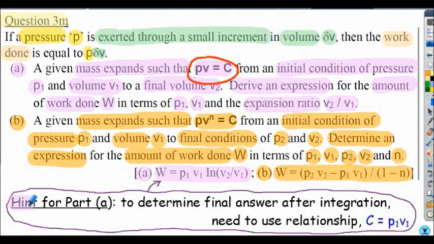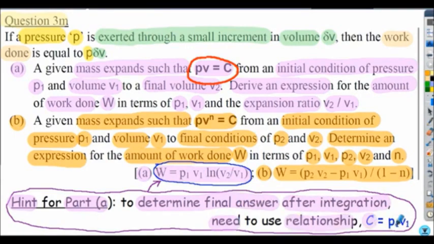And as a hint to help you solve part A of the question, to show the final answer shown here, after the integration process you will need to use the relationship constant C is equal to P1 V1. So once the integration is solved, by inserting P1 V1 for constant C, you should then be able to prove the answer shown for part A.